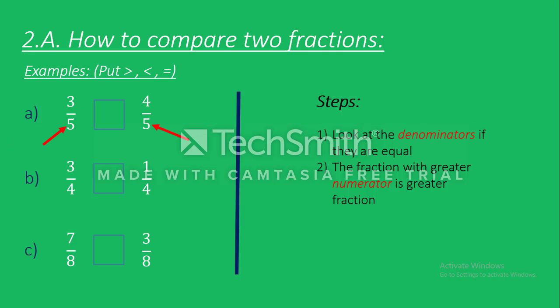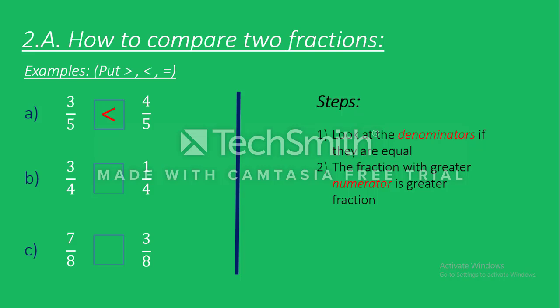Let's start. You have 5 in the first denominator and 5 in the second denominator. So, the denominators are equal. I hear you. 3/5 is smaller than 4/5 because 3 is smaller than 4.